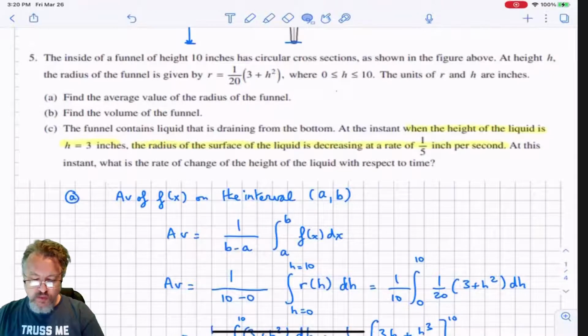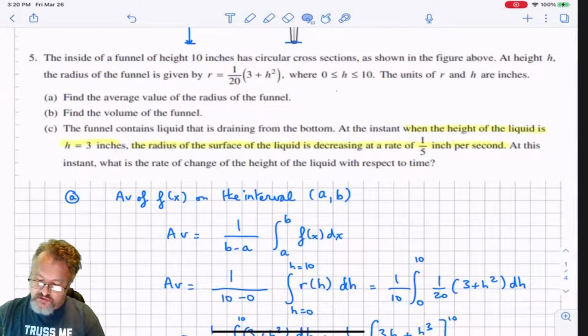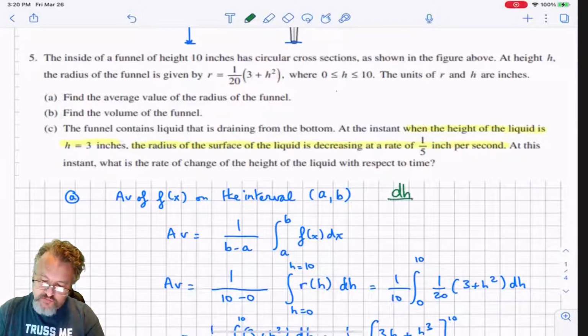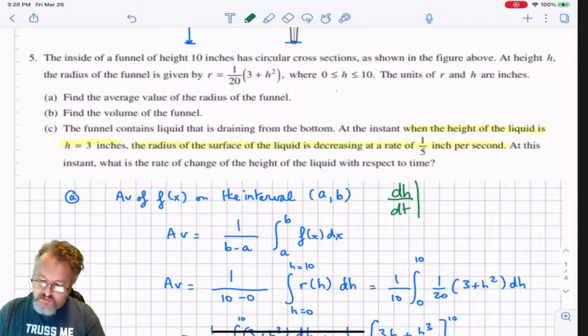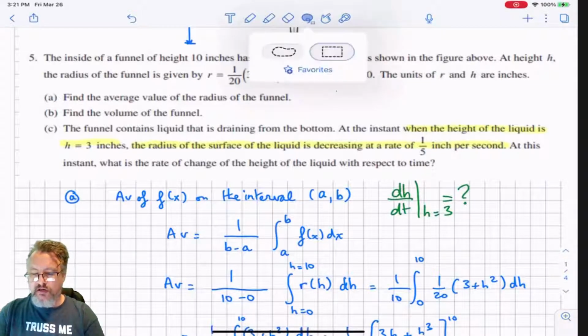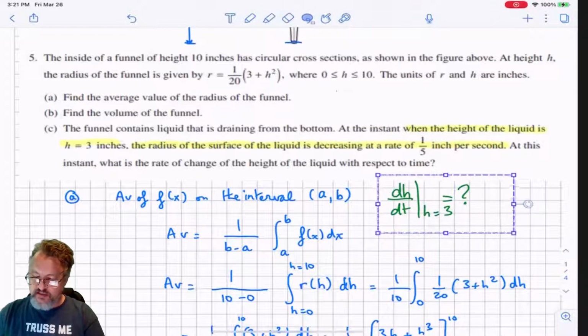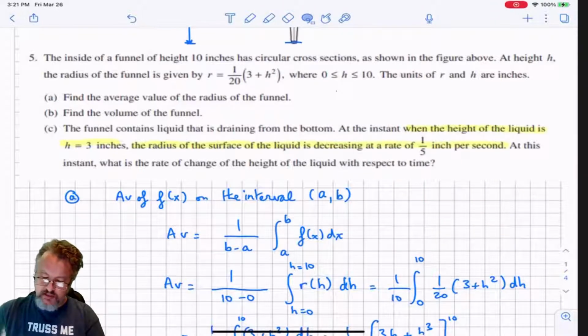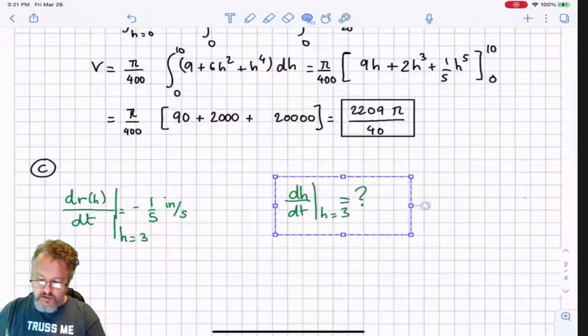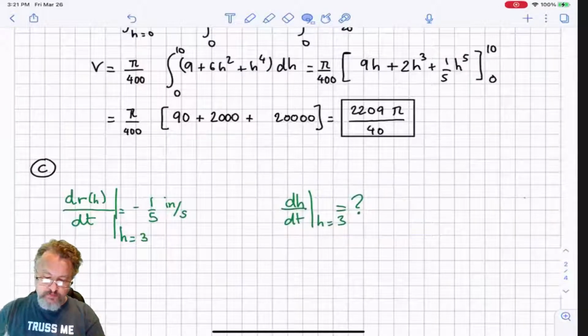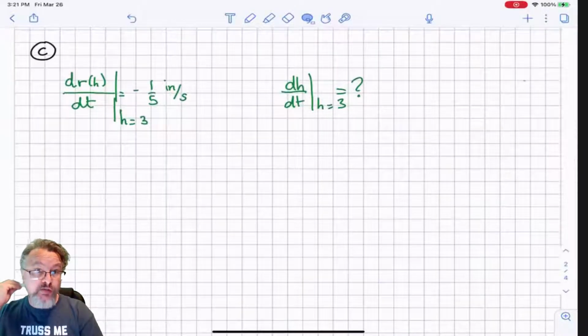At this instant, what is the rate of change of the height? So what is dh over dt? Because it says with respect to time. And we want that when h is equal to 3. That is our question. Since I've translated it now, let me bring that down over here. Very good. So the question now is, how do we do that?